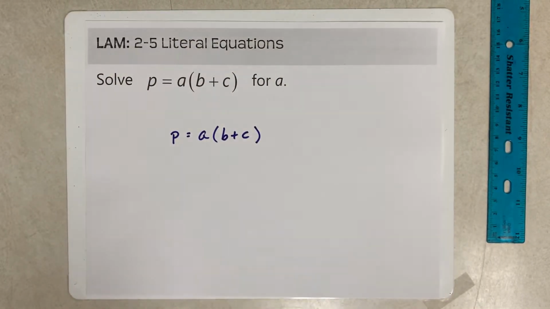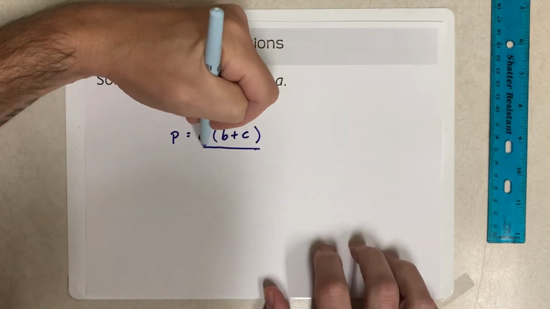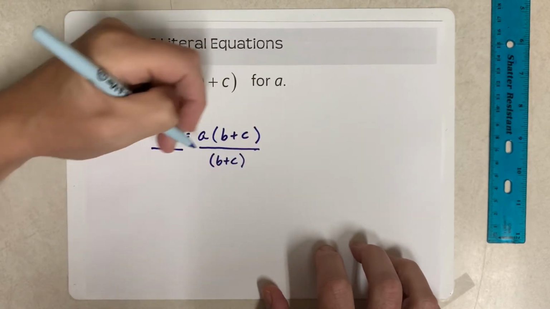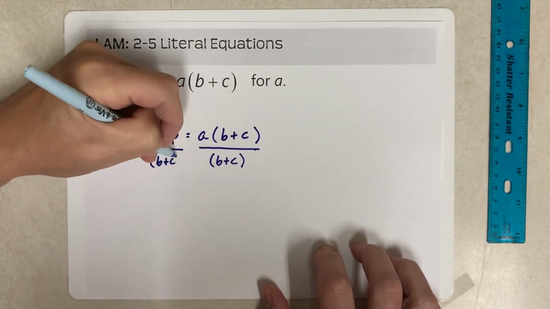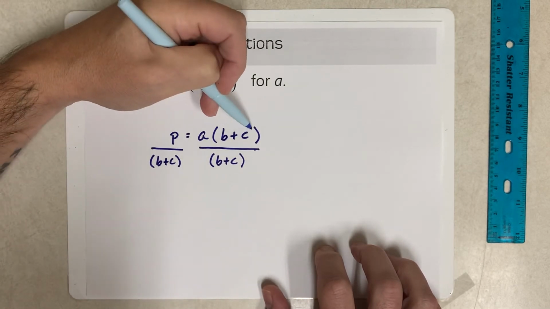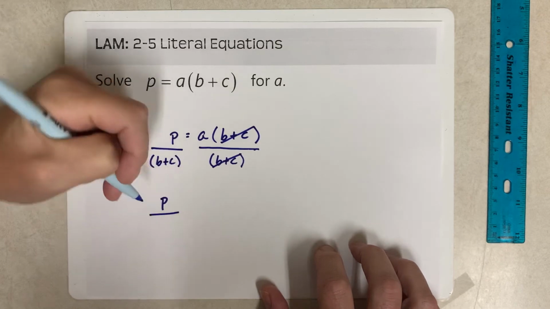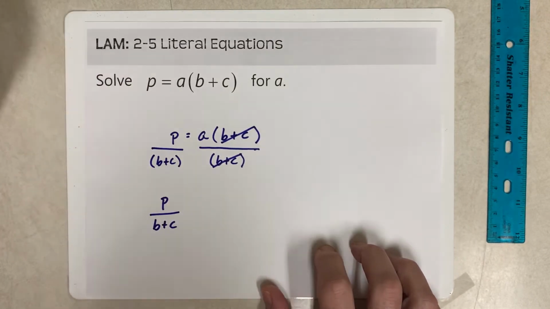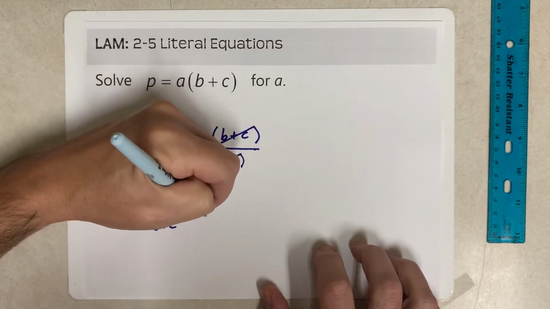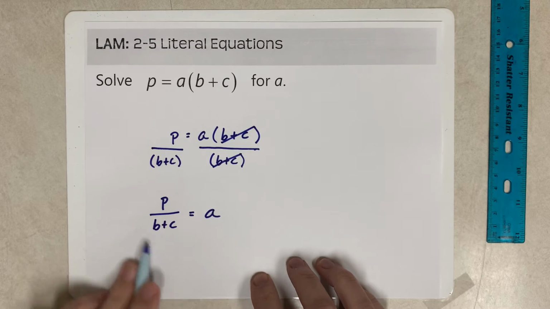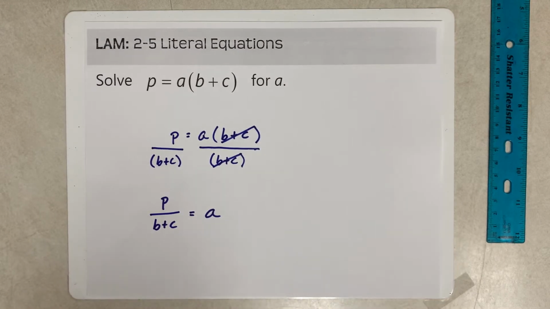Now if I can divide both sides by b plus c in parentheses, like this, that whole factor right there will cancel out on this side, and I'll get p over b plus c, I don't really need the parentheses, is equal to a. And a is on the right hand side, but a is by itself. And since a is by itself, I have solved this for a, and I'm done. That's it.